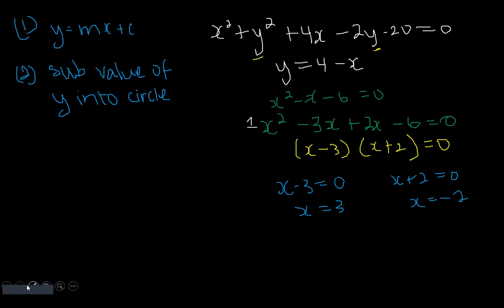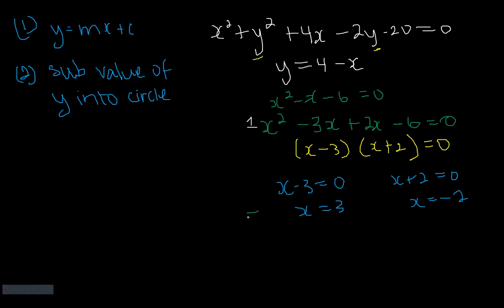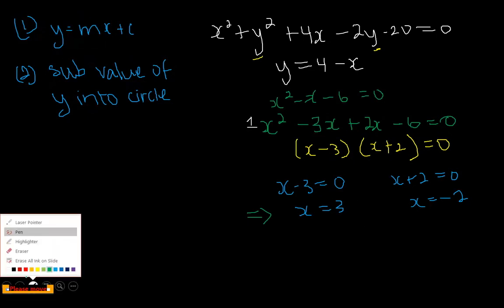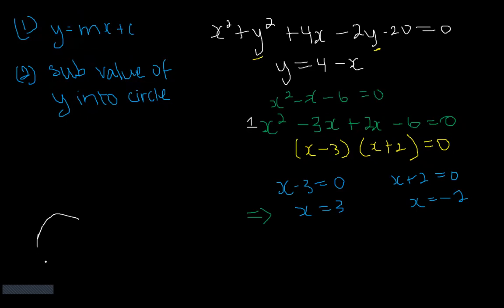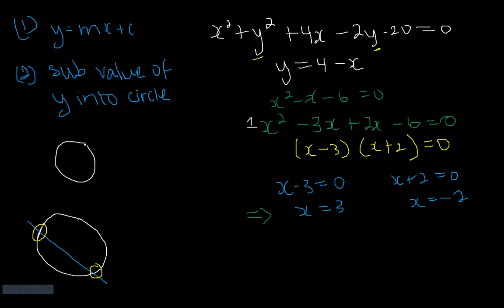Notice that unlike the example that had only one value of x, this question has two values of x. So what does that mean? I have 2 points of intersection. This is what it might look like. I circle on my line, 1 point of intersection, another point of intersection. Unlike the example which looked like this.